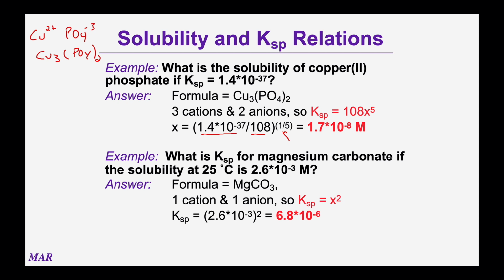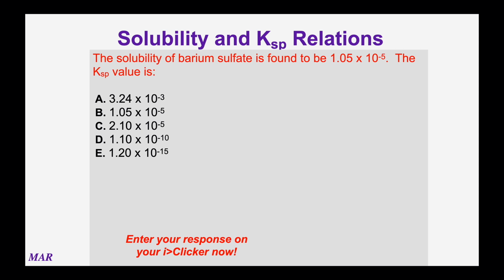So that's a cool use of KSP, but we're going to see there's other uses of KSP besides just solubility, so hang tight. The solubility of barium sulfate is 1.05 times 10 to the minus 5. What's the KSP? Well, barium sulfate, if you remember from before, is a barium 2+ and a sulfate 2-. They come together 1 to 1, BaSO4.